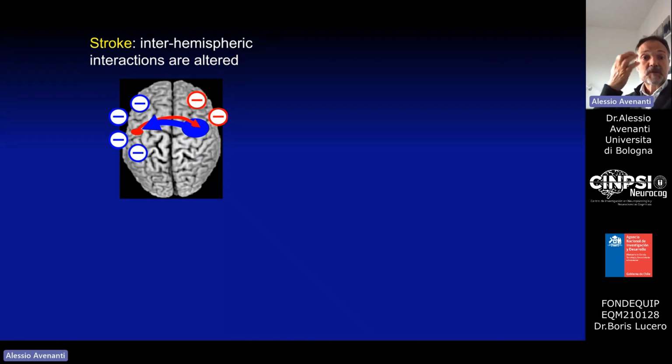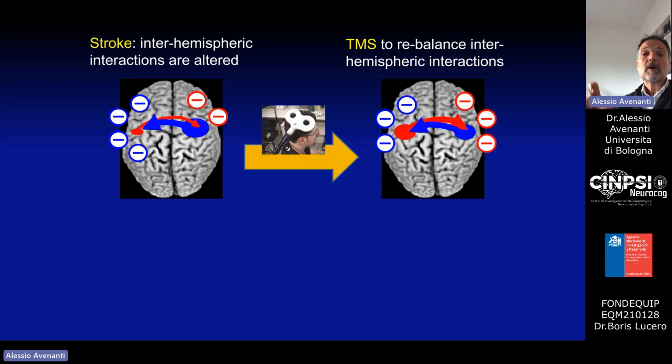So, in principle, a stroke occurring in the motor cortex would create an imbalance in the interhemispheric interaction. In principle, TMS can be used to restore, or at least try to rebalance, interhemispheric interactions. Of course, this could associate with some neuroplastic effect, so an effect on neuroplasticity. This is important, the fundamental capacity of our brain to change as a function of the experience that we have.